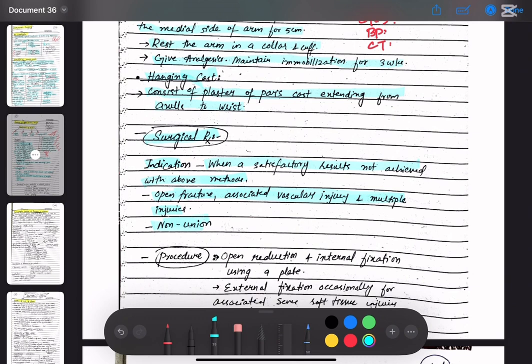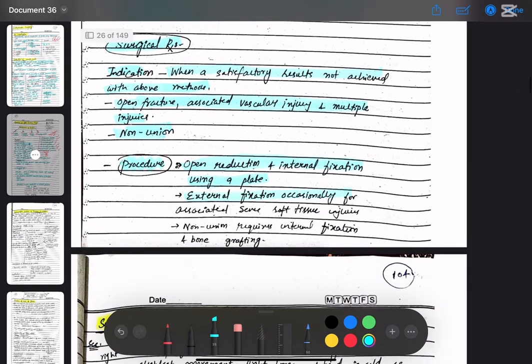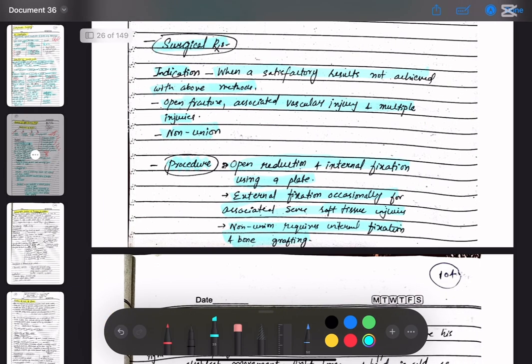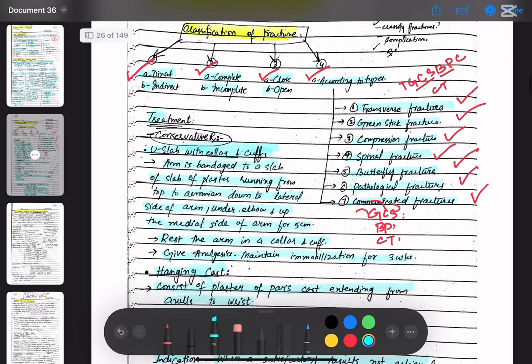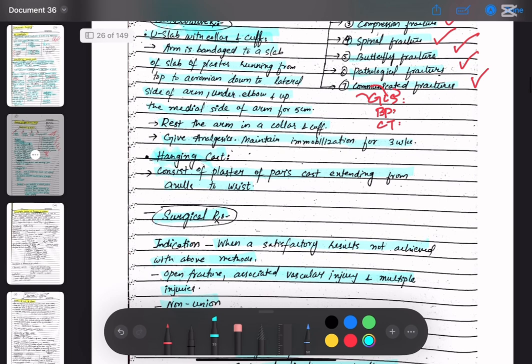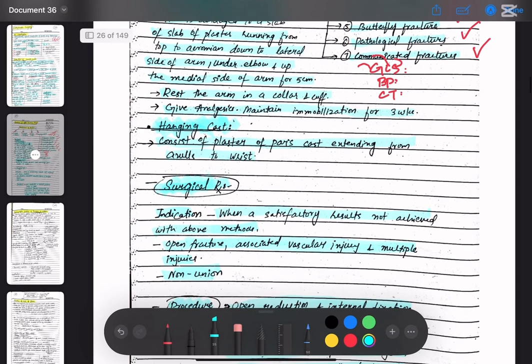The procedure is open reduction and internal fixation using a plate, and external fixation occasionally for associated severe soft tissue injuries, and non-union requires internal fixation and bone grafting. This is the method for the treatment of fracture: conservative treatment, that is U slab with collar and cuff, then hanging cast, and then surgical treatment. The indications are these we have discussed.